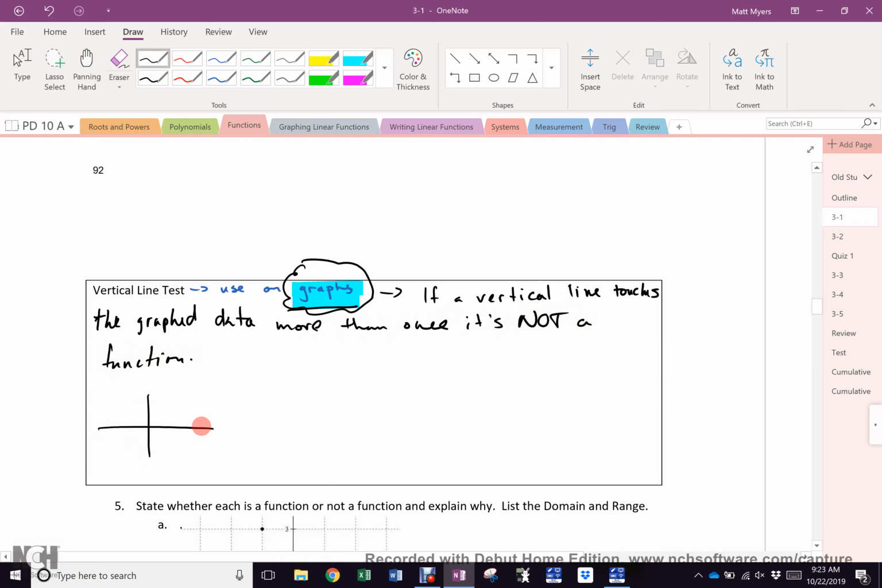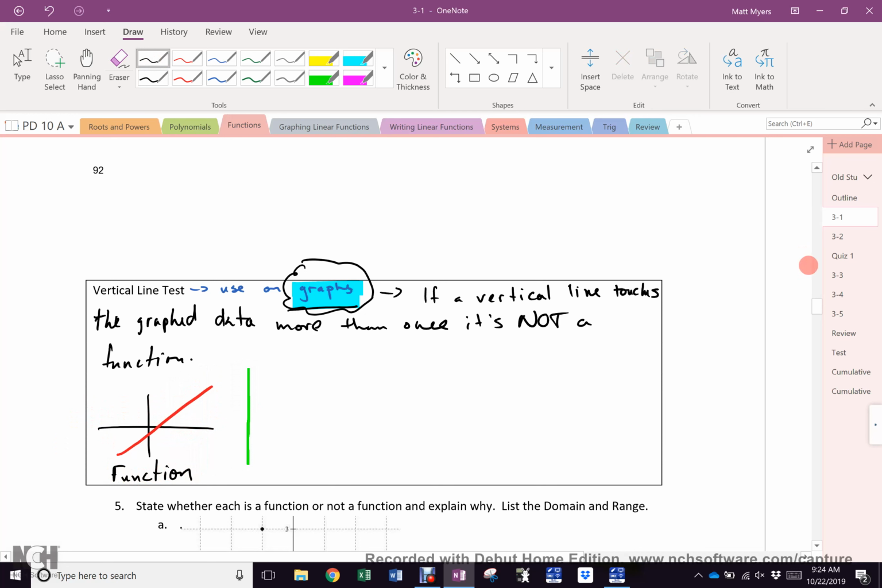There's a graph, yes? Everyone agree? There's the x and y axis. Here's a line. Everyone agree? If I take a vertical line and I slide that line along the graph, how many times does it hit the red line? Once, everywhere. No matter what x value it is, it only hits the red line once. Everybody with me? So that is a function.